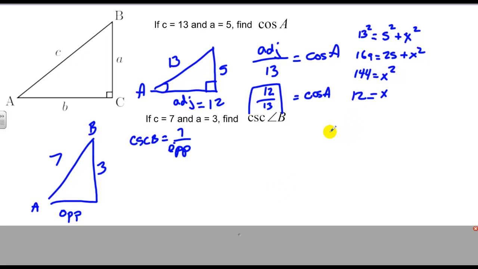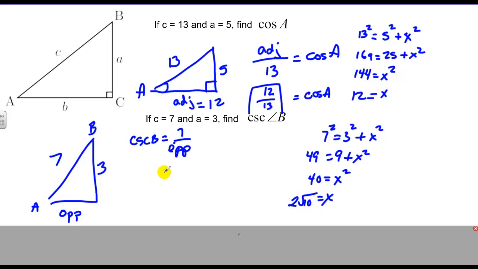So here we go. We've got 7 squared equals 3 squared plus x squared. 49 is equal to 9 plus x squared. 40 equals x squared. I'm going to take the square root of both sides and simplify, so that's 2 root 10 is equal to x. I pop that in over here, so I have 7 over 2 root 10. We're going to have to rationalize that. So I get 7 root 10 over 20.